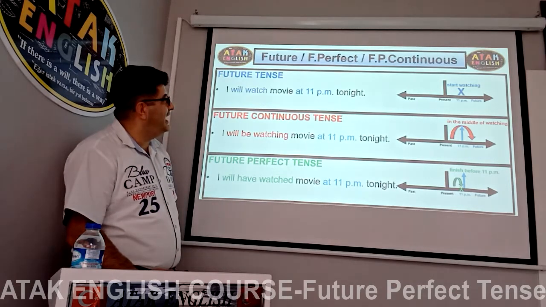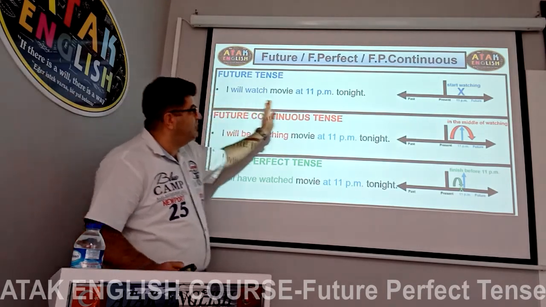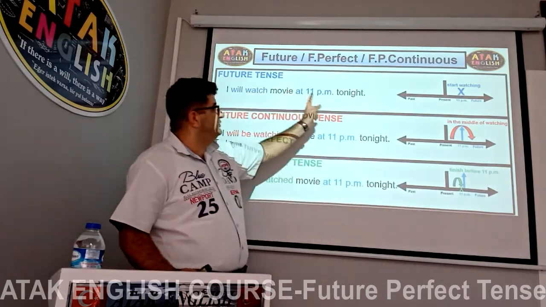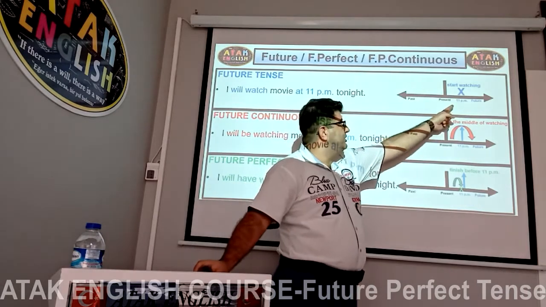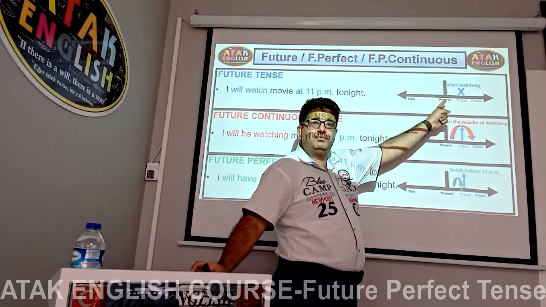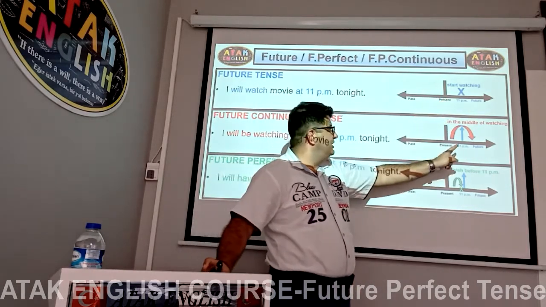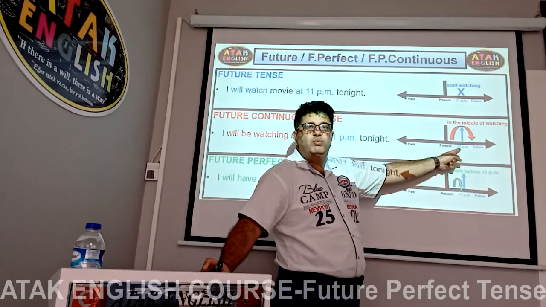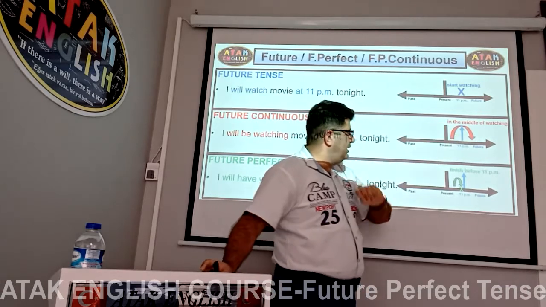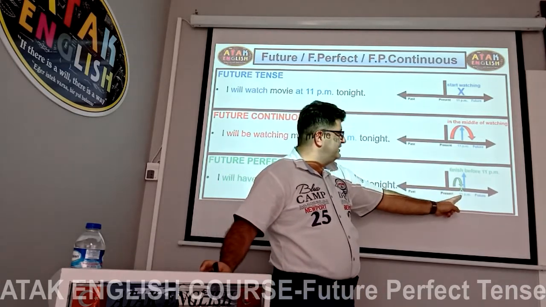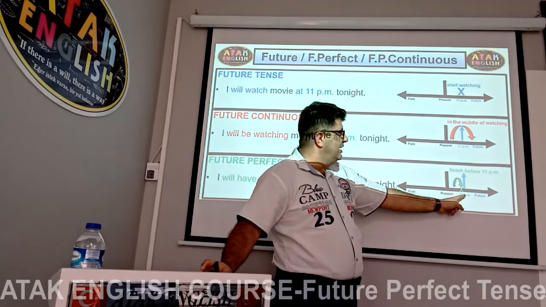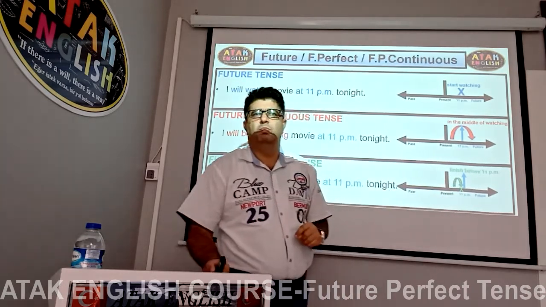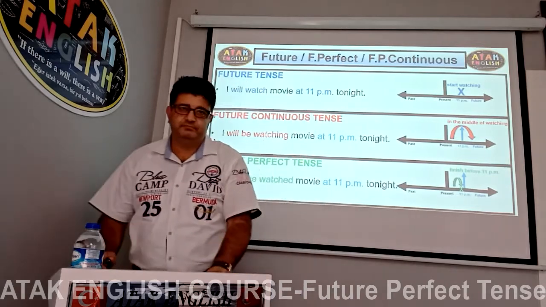Okay? Why? Because on the timeline diagram, they mean different. For simple future, there you go, it's 11 o'clock. Start watching, it means I will start watching. Here in future continuous, at 11 o'clock, I will be watching. And for future perfect, at 11, I will have finished watching the movie.